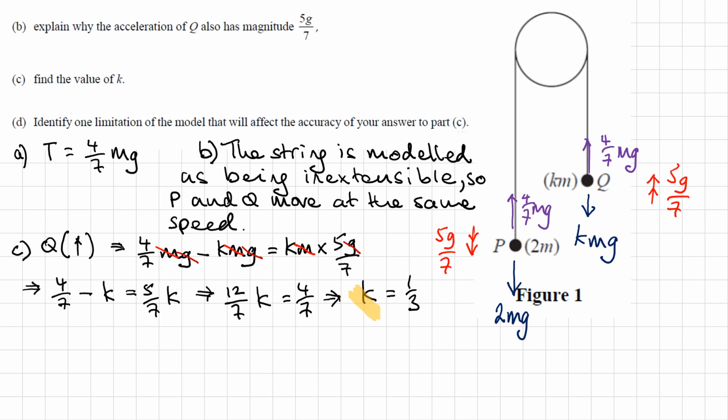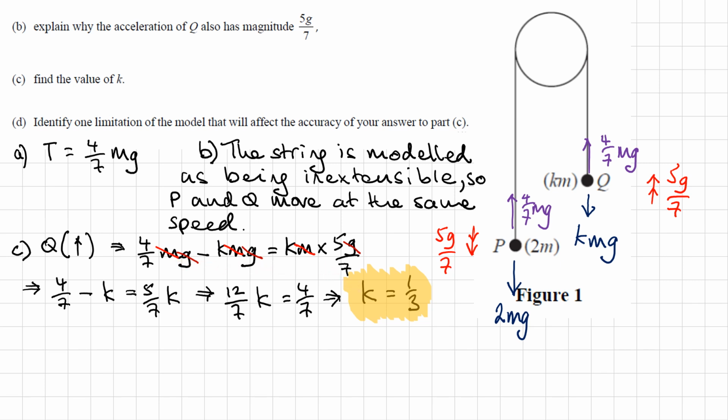Now, normally when you have questions where you're using g, you shouldn't give an exact value of k, because g has been given to 2 significant figures, so we should really give an answer to 2 or 3 significant figures. However, notice that g got cancelled out all the way through, so it doesn't matter what value of g we used, we are still going to get 1/3. g has no impact on the answer, so here we can give an exact answer.